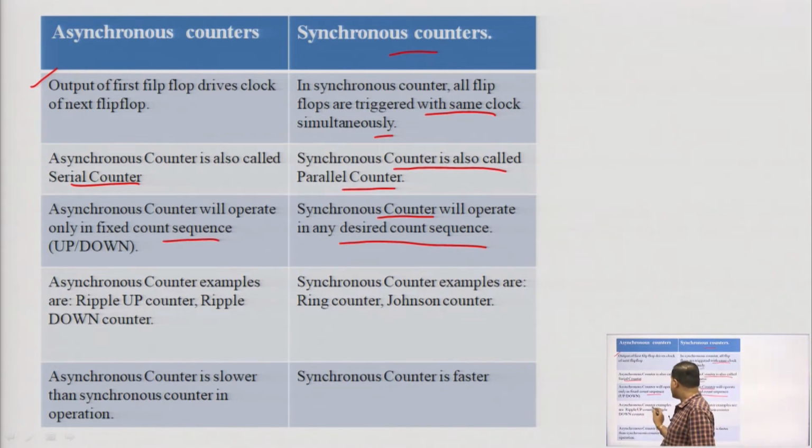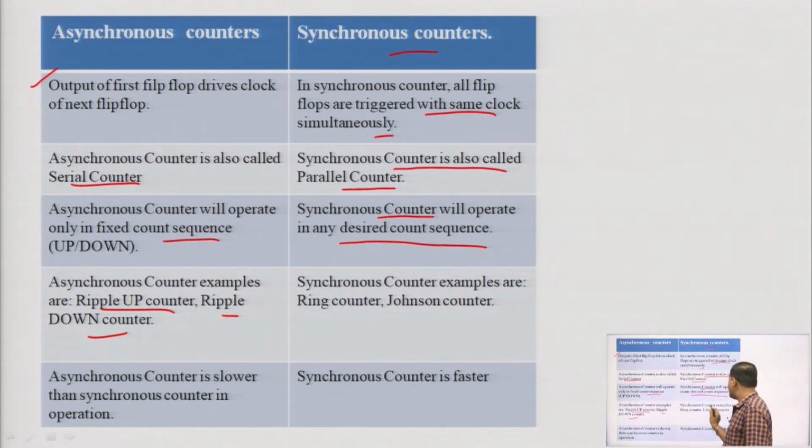Asynchronous counter examples are ripple up counter, ripple down counter, etc. Synchronous counter examples are ring counter and Johnson counter. Next, asynchronous counter is slower than synchronous counter in operation, because the clock signal of the second flip flop depends on the first flip flop. But in a synchronous counter the same clock signal is given at a time to all the flip flops, so synchronous counter is faster.